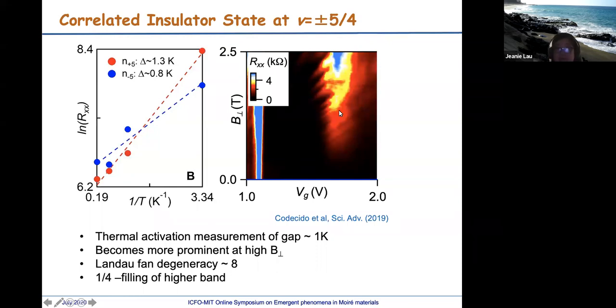The data is not super clear, but we can extrapolate a few Landau fans to this particular state. For example, this peak here is a peak at 5 electrons per superlattice cell, and we can extrapolate a few Landau fans to it. To the best of our measurement, we believe the degeneracy is roughly 8.